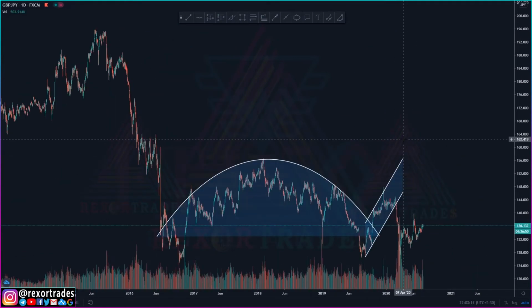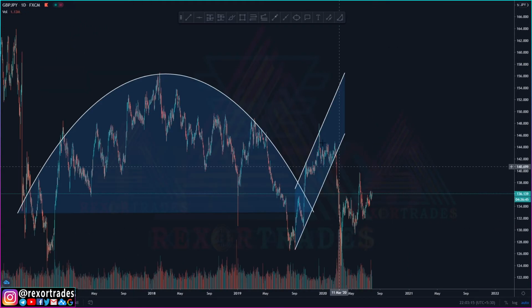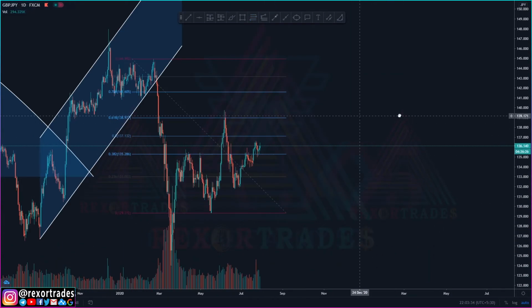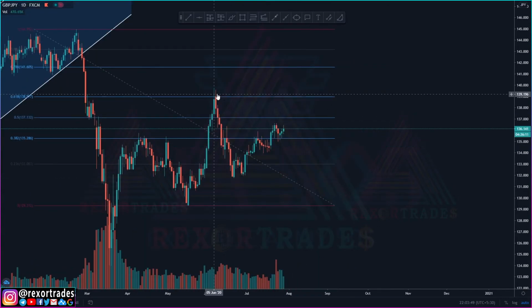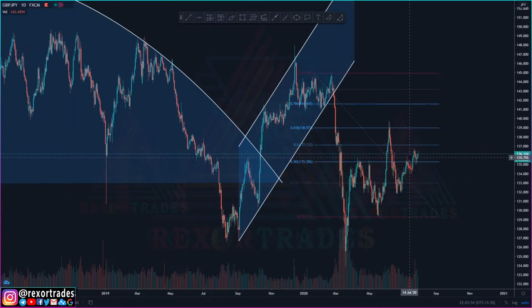Now we're going to add some fib levels to see where the pullback has been after the break of the handle pattern. Let's grab a fib retracement tool and draw the fib levels from the previous highs. Now we can see the price pulled back to our 0.61 fib level, or the golden zone as we can call it, and we have some beautiful wicks at this point right here. Then price went down again, probably heading lower.